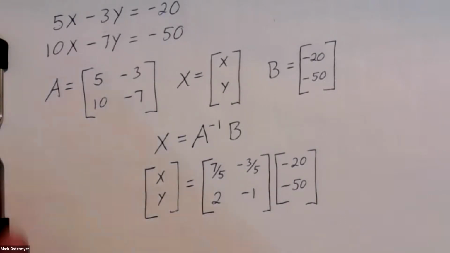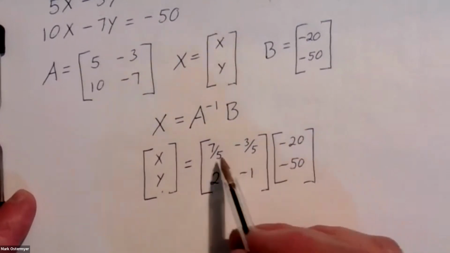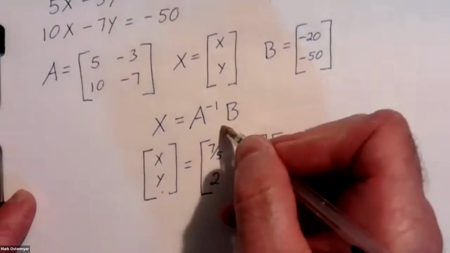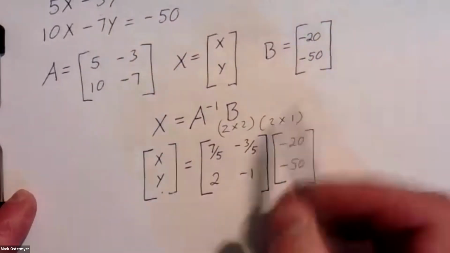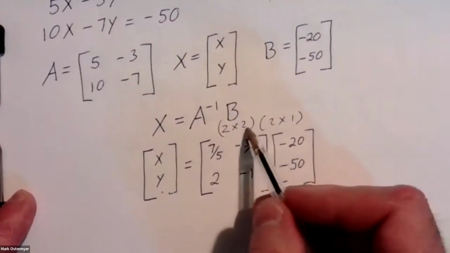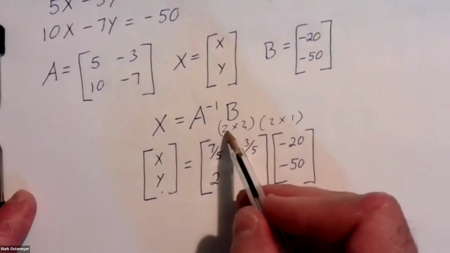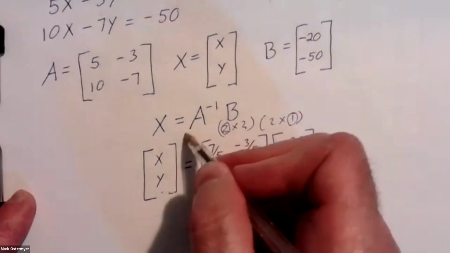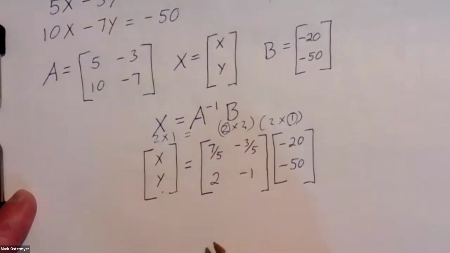All right, now here we go. My 2x1 column vector is going to be my solution, and it's going to be found by taking the inverse of matrix A and multiplying it by matrix B. Now this is a 2x2 matrix being multiplied by a 2x1. We can do it. Inner dimensions are the same. And what's going to be the dimension of my product matrix? It's going to be a 2x1. Makes sense, because that's what this is, a 2x1. Everybody see that there?